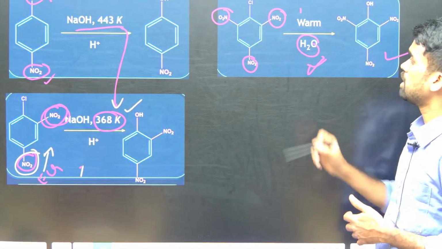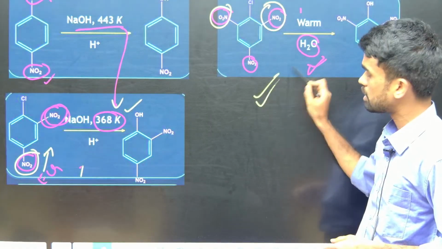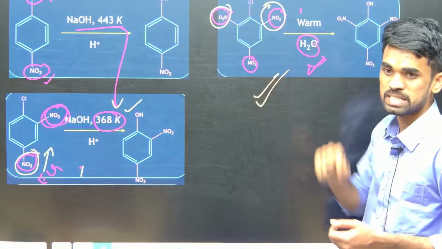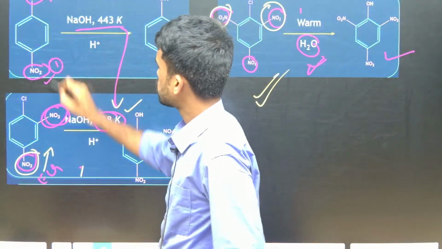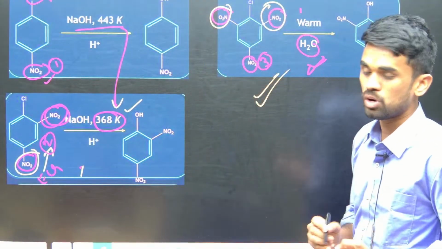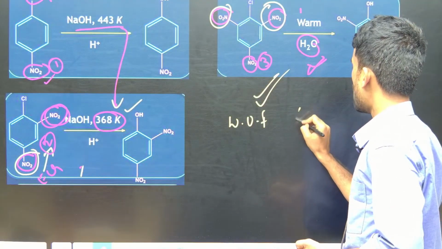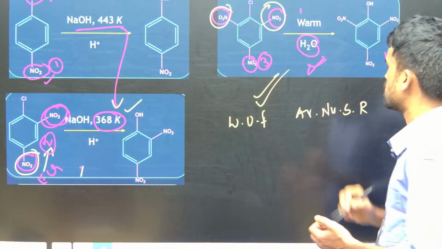So it means where the number of electron withdrawing groups is more, the reactivity of that compound will be more, that is, substitution is easier. So if they give these three compounds 1, 2, 3 in the exam and ask which of the following readily reacts in aromatic nucleophilic substitution reaction, tell me.